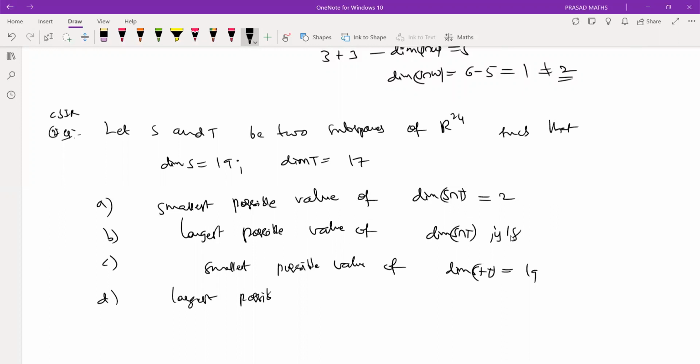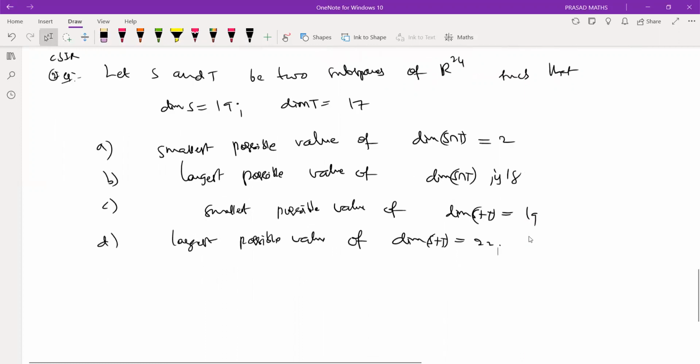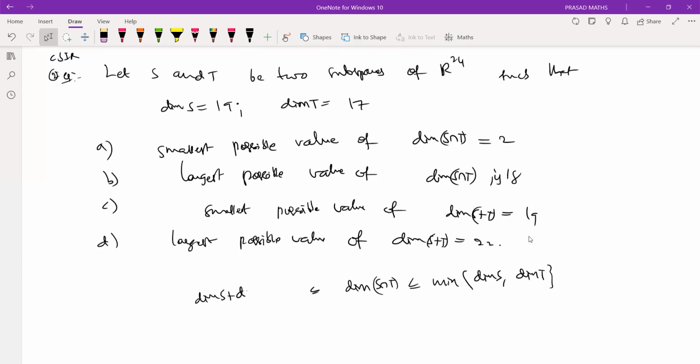Possible value of dimension of S plus T is 22. Yeah. So again, directly you can use the formula. So what is the formula? Dimension of S intersection T. This is actually minimum of dimension of S, dimension of T. This is an upper bound. What is the lower bound? Dimension of S plus dimension of T minus dimension of R^24.